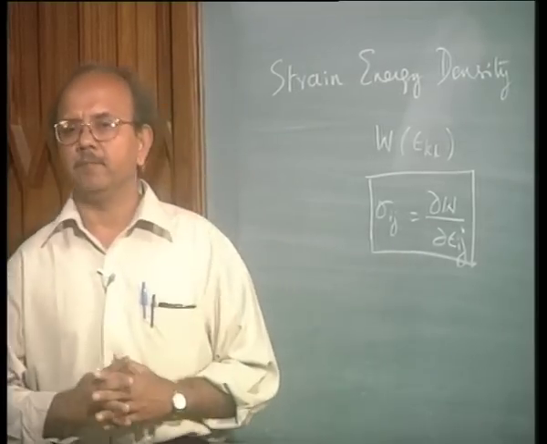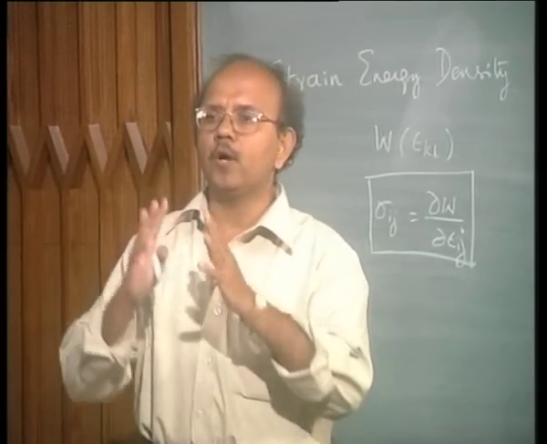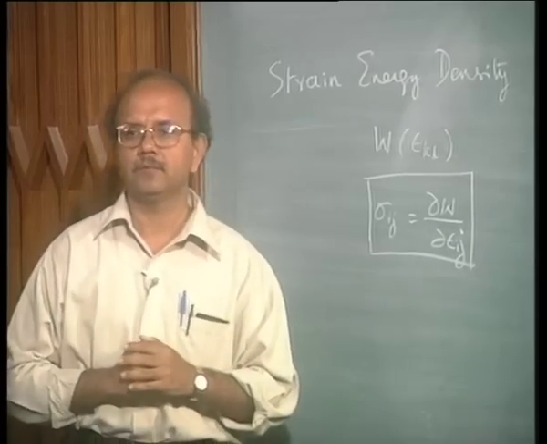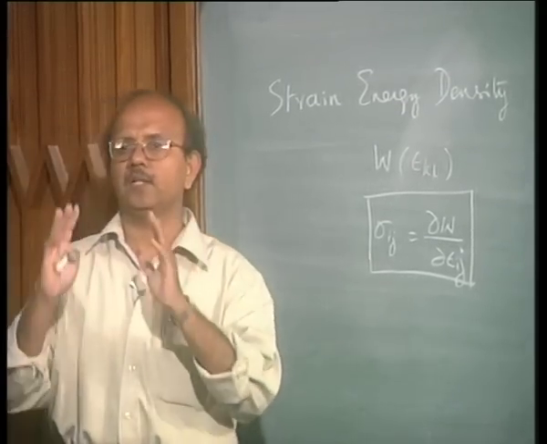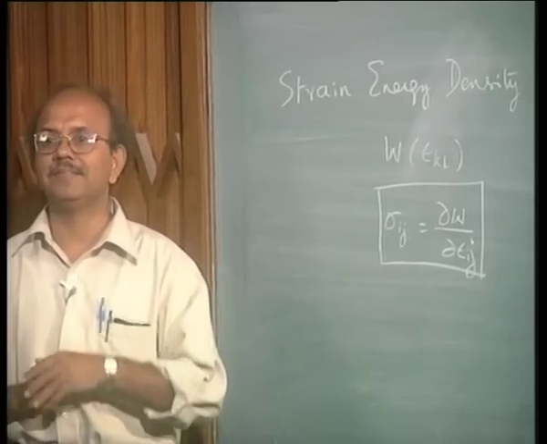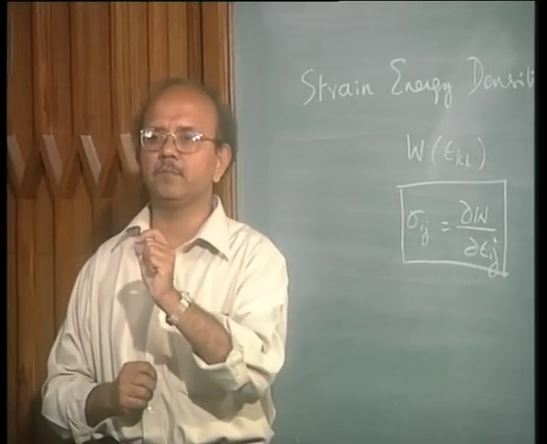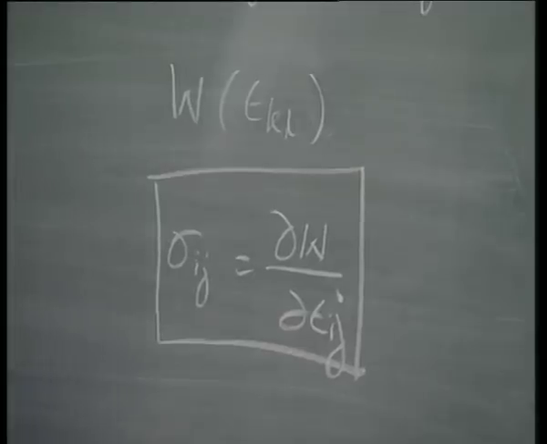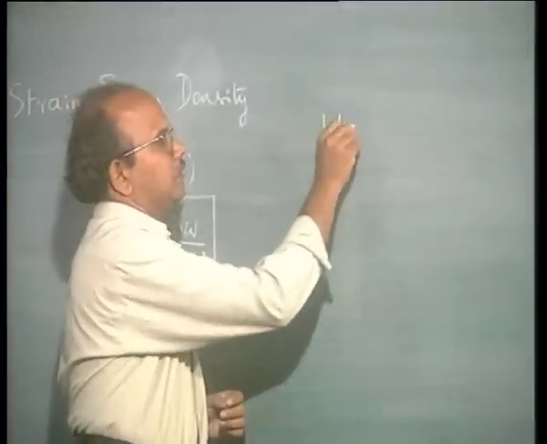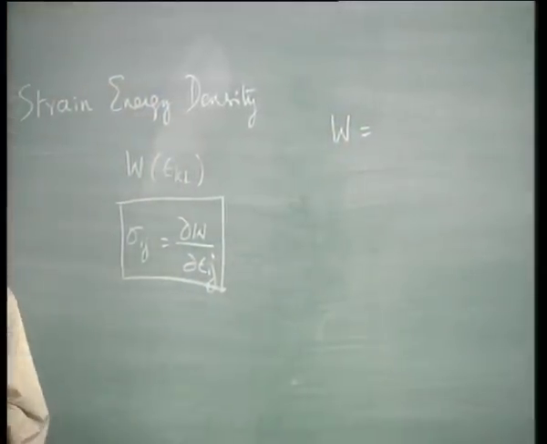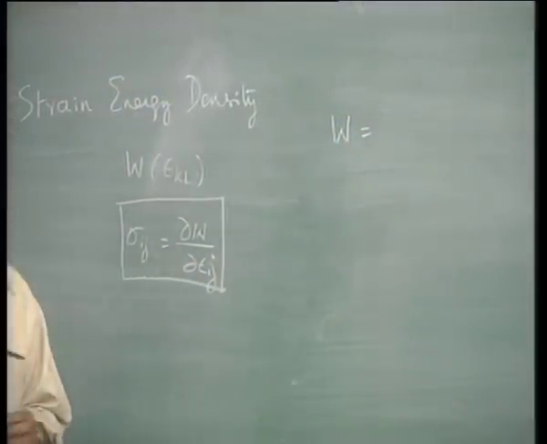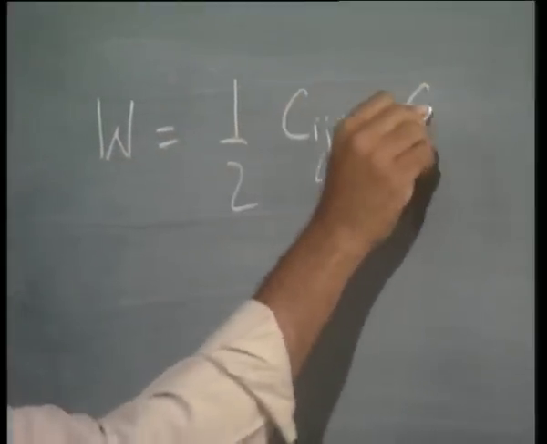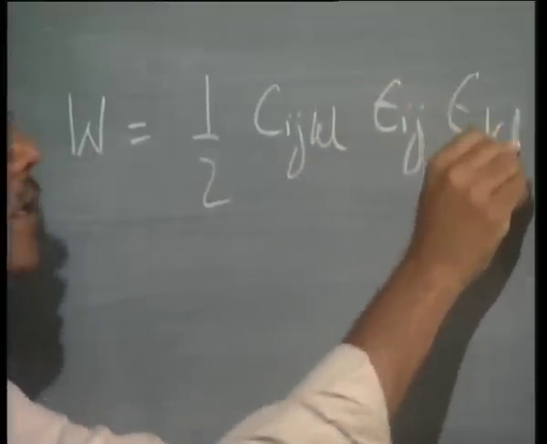Now, what does it mean? It means that if you are able to define a strain energy density function, okay, how do you define it? Looking at the behavior of the material and so on, then the stress strain relationship is obtained from this equation. For example, if you look at an elastic material, I can define a strain energy density function to be half of C ij KL epsilon ij epsilon KL.